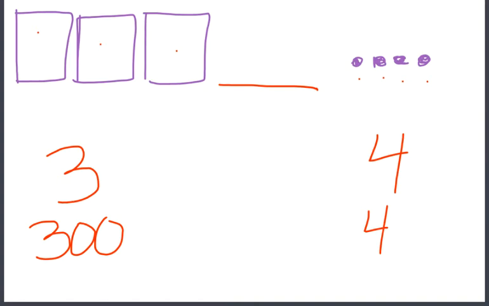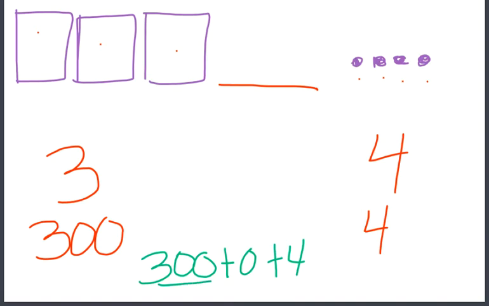So how do we write this number? 300 plus 0 plus 4. 300 plus 0 plus 4 is the number written in expanded form. It shows that there are no tens. Here are the hundreds, no tens, and ones.